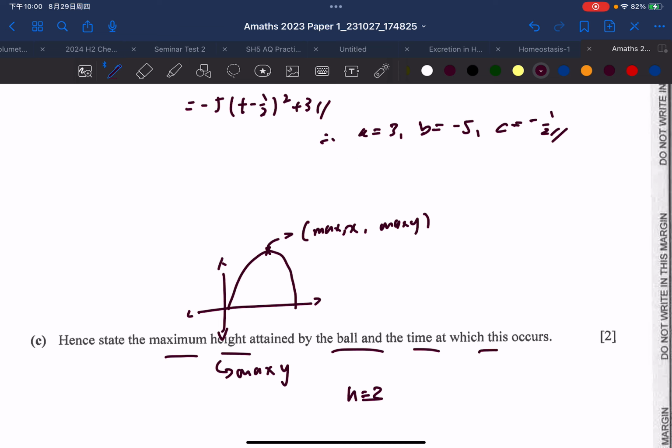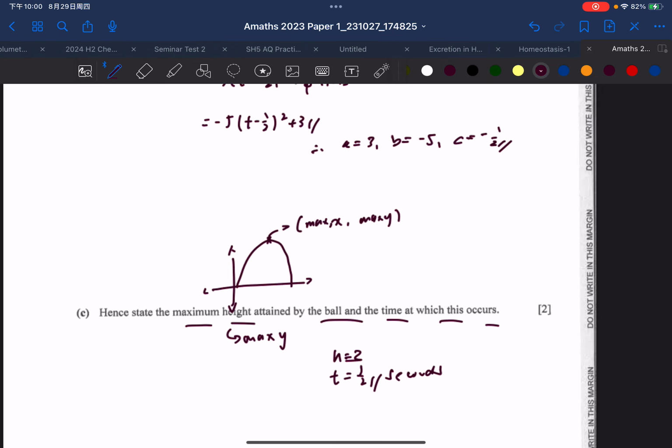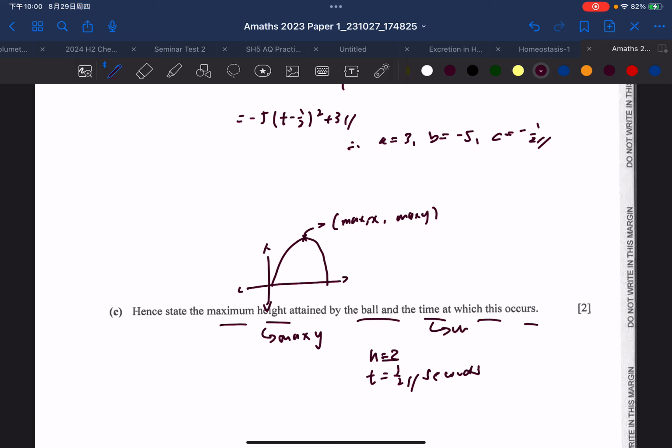And they say the time at which this occurs, so t will be equal to half x. Okay? So they are just testing you on maximum point.